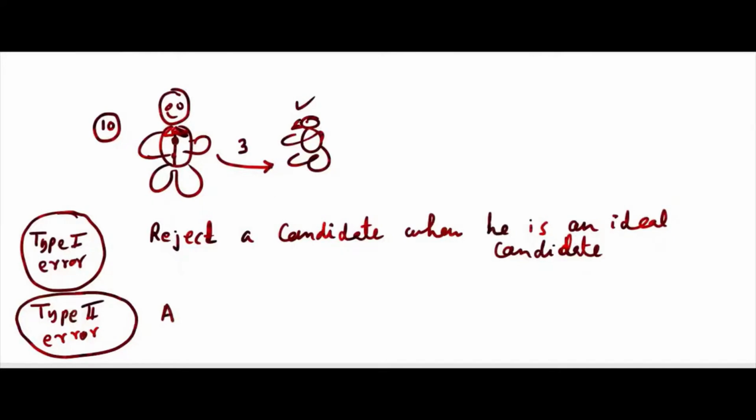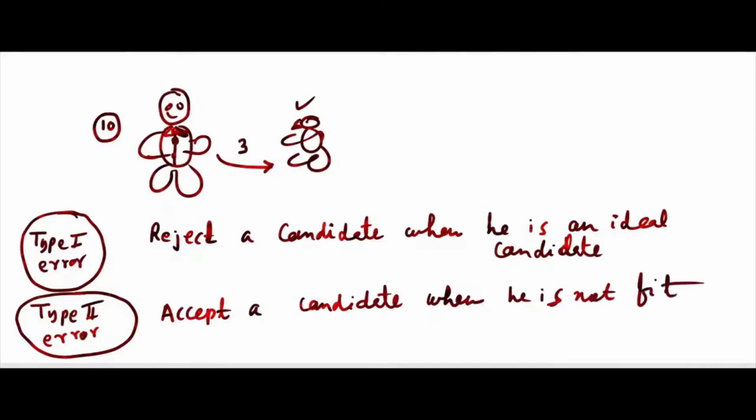Here we accept a candidate when he is not an ideal candidate, he is not fit, but we can accept. Suppose I ask 4 or 5 questions, then what will happen? If I see the answers I expected, I'll be very happy, I'll accept him, but he's not a good candidate. The 100,000s of questions I'm supposed to ask, that is the population, I'm not asking.